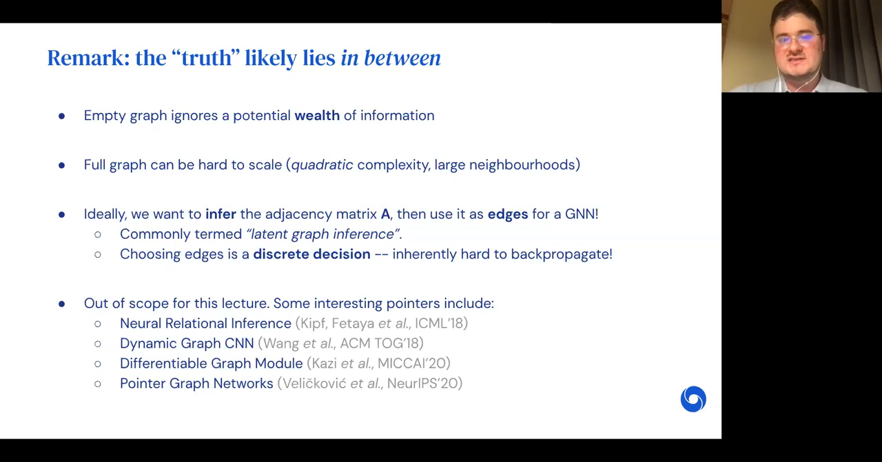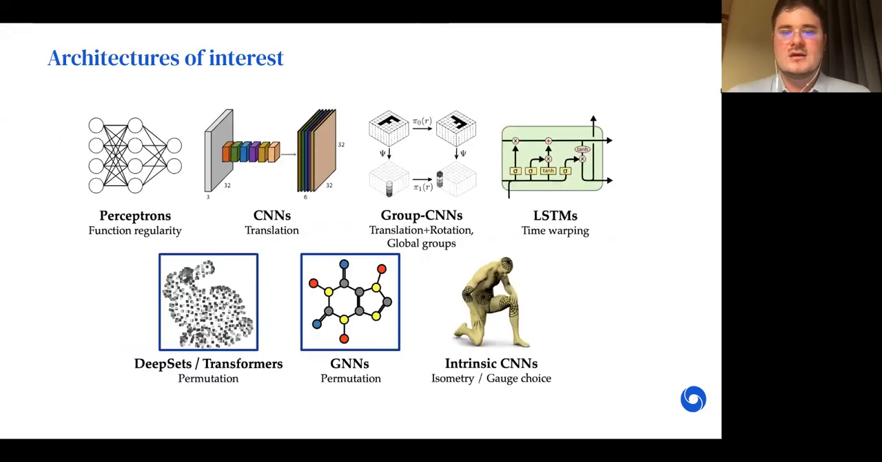We want to figure out the adjacency matrix, that's the true one, and then use it as the edges for a GNN. This setting is commonly termed latent graph inference, and it's super tricky because choosing the edges is a discrete decision, so it's inherently hard to do backprop through them. Unfortunately, it's out of scope of this lecture, but I've left some pointers to interesting models like NRI, DGCNN, DGM, and PGNs if you want to learn a bit more about what kinds of things people have been proposing in this particular area. So we have now covered GNNs and also showed how other permutation equivariant models like deep sets and transformers can be related directly to GNNs just by using the special case prescriptions of the blueprint.